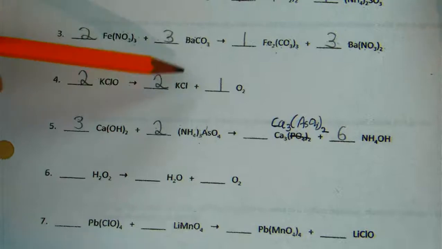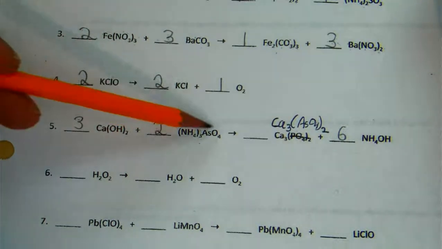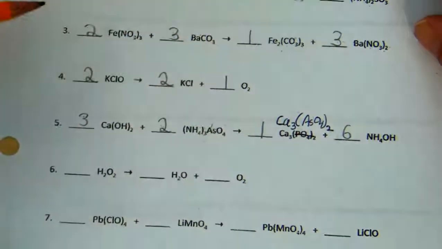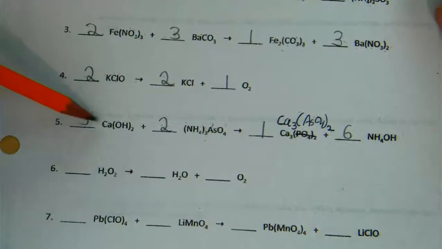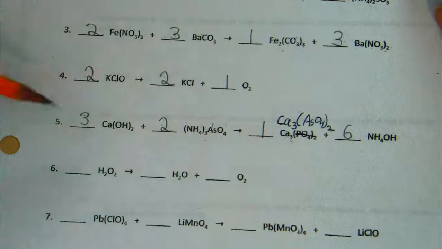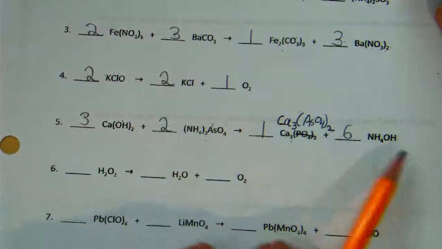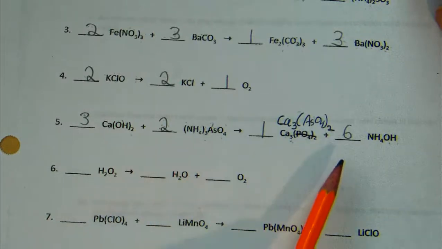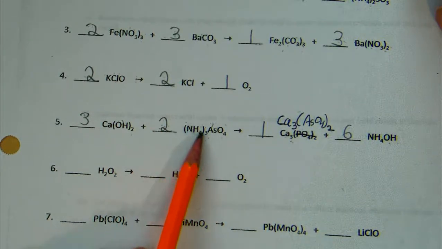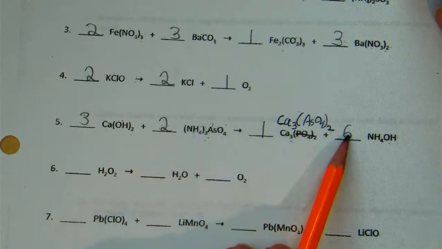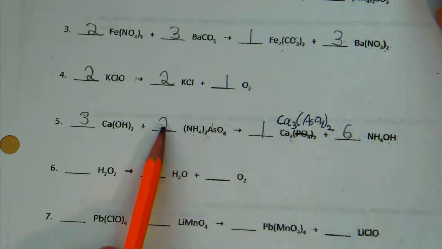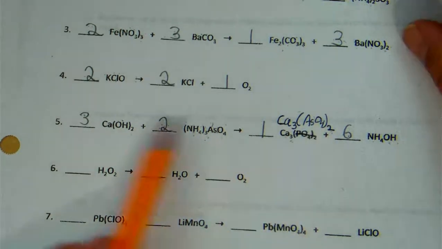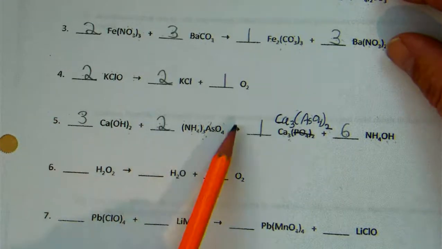Now we can finish balancing the chemical reaction. I have 2 arsenates on the left. I have 2 arsenates on the right. And I believe I just need to do a final check. 3 calciums on the left, 3 calciums on the right. 6 hydroxides on the left, 6 hydroxides on the right. I'm sorry, 2 times 3 is 6 ammoniums on the left, 6 ammoniums on the right, 2 arsenates on the left, 2 arsenates on the right, balanced with coefficients 3, 2 yields 1, 6.